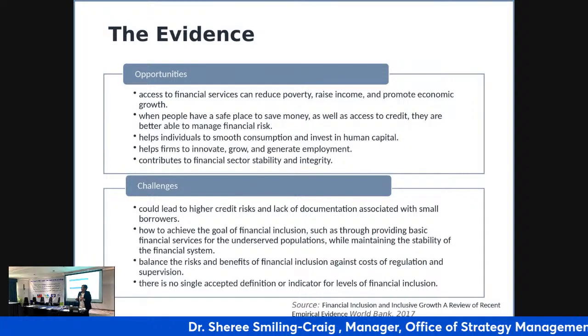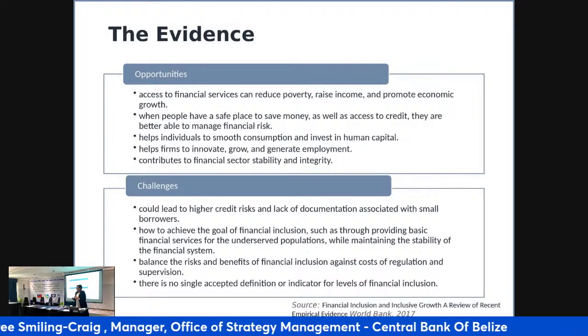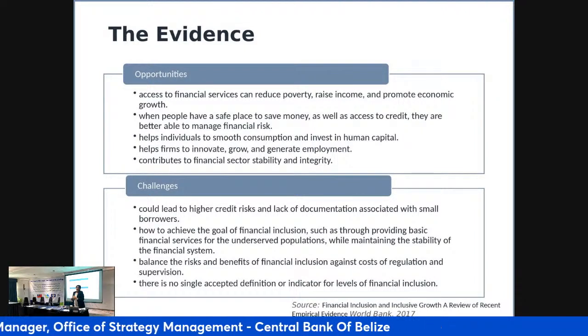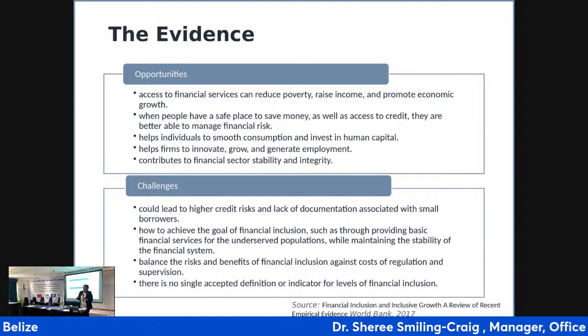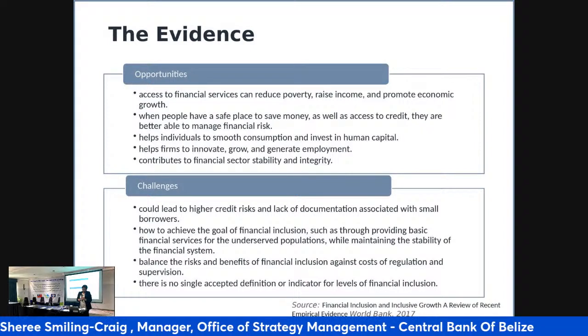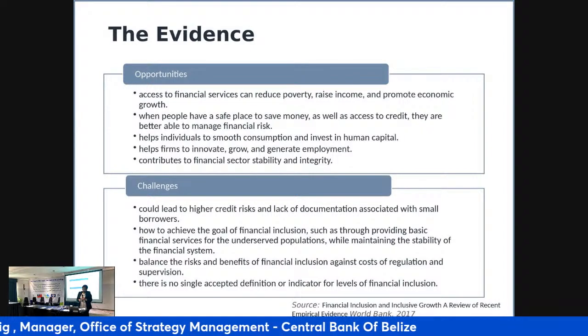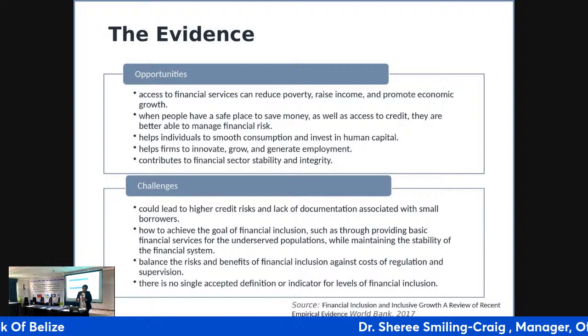Many people don't have the documentation required. We're not a society that likes to create documents, have a good business plan, have a forecast of what we intend to achieve. So these are some of the things. You don't have your credit history, you don't have enough collateral. Whatever the case may be, that's a challenge for us, especially for small borrowers.